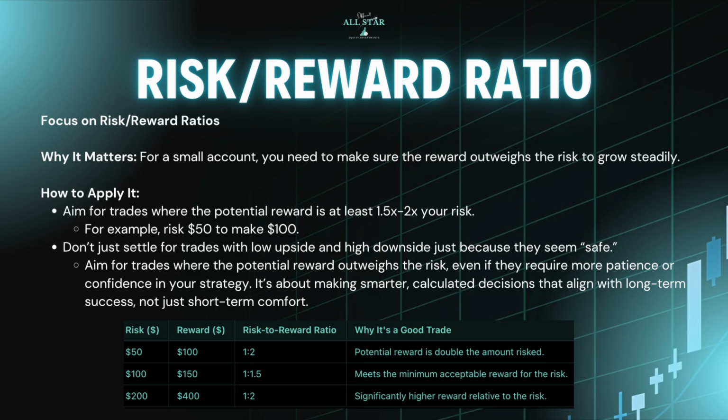So on the screen, you see I have an example illustrated. As a new trader, you want to target a reward that's at least 1.5 to 2 times your risk. So if you risk $50, aim to make $100 plus on a trade. This way, even if you only win half of your trades, you're still net profitable. And this also helps to avoid trades with low upside and high downside.